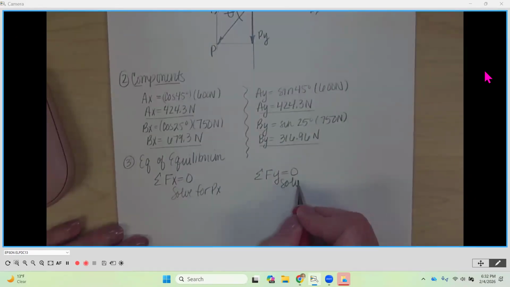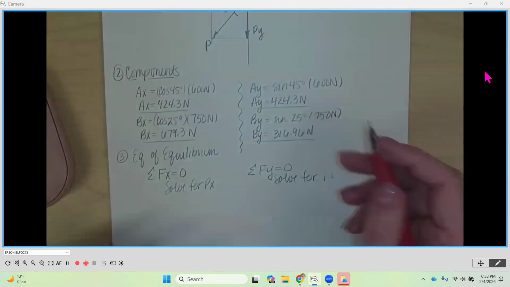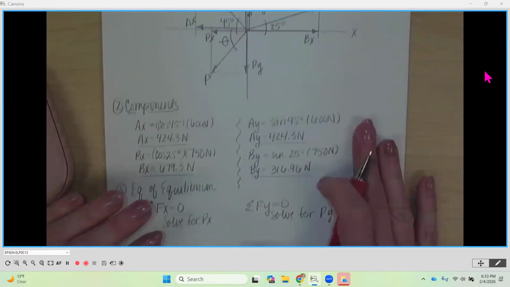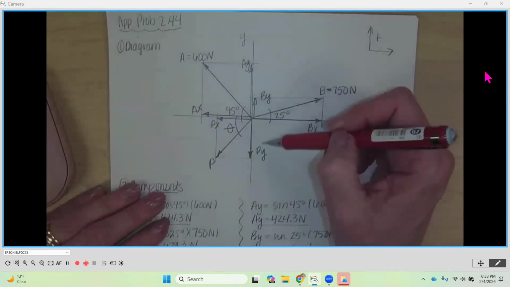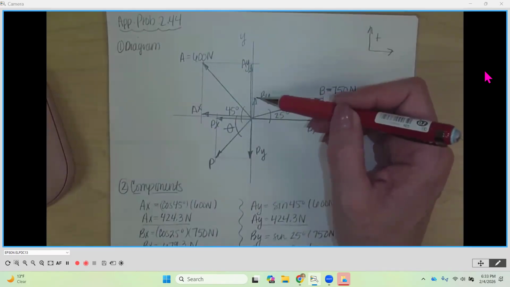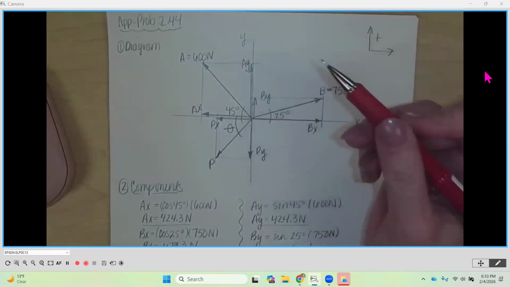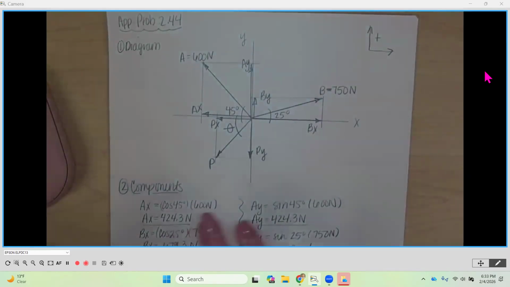And you will then solve for, oopsie, not BY, PY. Because if we look back up here at only our y-axis, we know the magnitude of AY, we know the magnitude of BY. Our only unknown will be PY. So we'll have a PX and we'll have a PY.